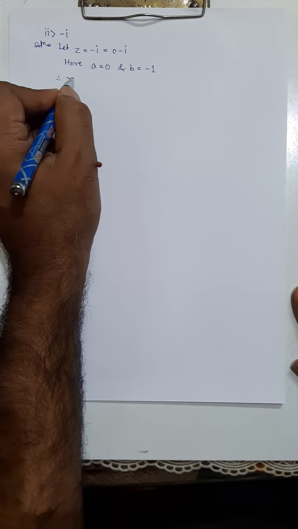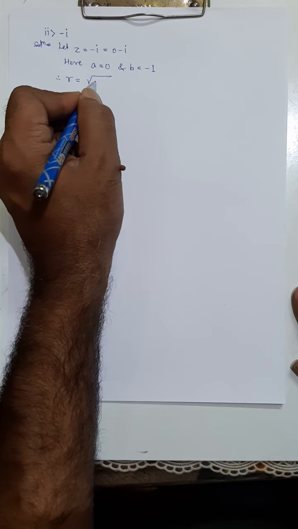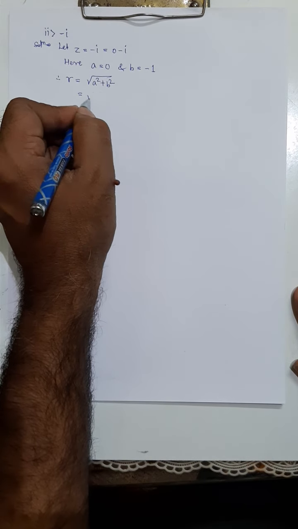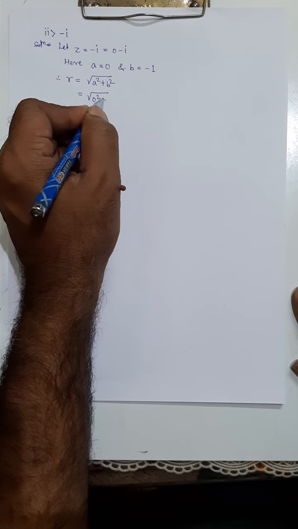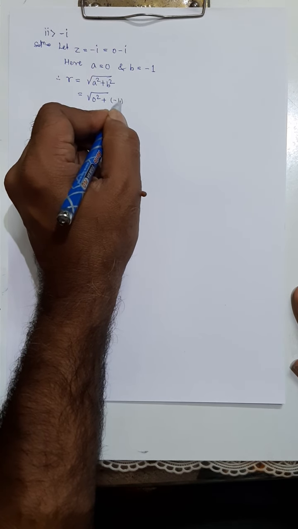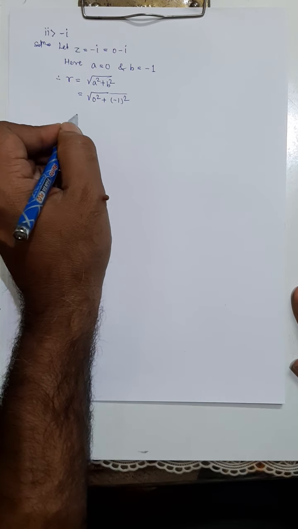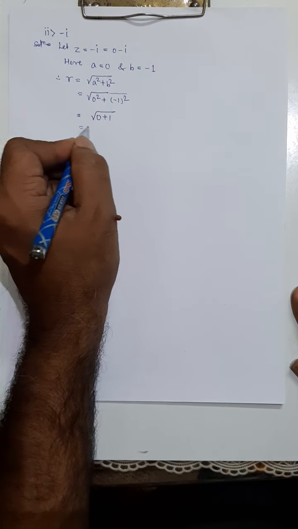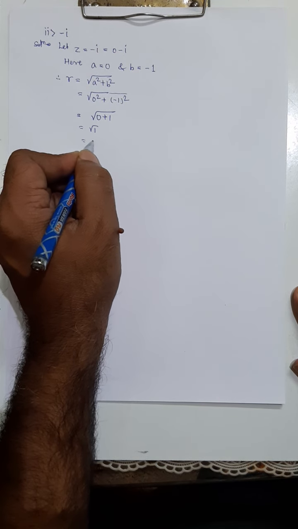Then we find the value of r. So r is equal to square root of a square plus b square. So it is equal to square root of 0 squared plus (-1) squared. So it is equal to square root of 0 plus 1. So we get square root of 1, and it is 1.